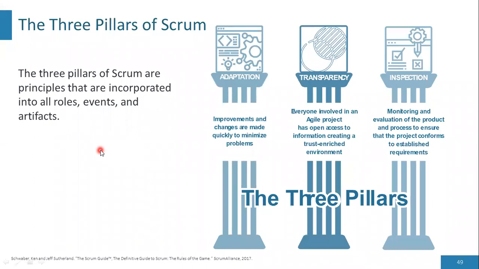Here we have the three pillars of Scrum. These are principles that are incorporated into all the roles, events, and artifacts. The three pillars are adaptation, transparency, and inspection. We begin with the basic, the foundation pillar, which is transparency. It means everyone involved in an agile project has open access to information, creating a trust-enriched environment. The traditional way of working was more bureaucratic, where a lot of information would be hidden amongst the stakeholders. Transparency means that everything is visible and nothing is hidden.